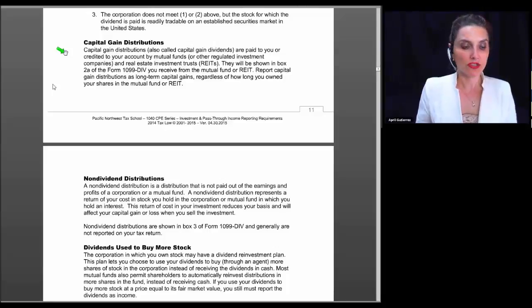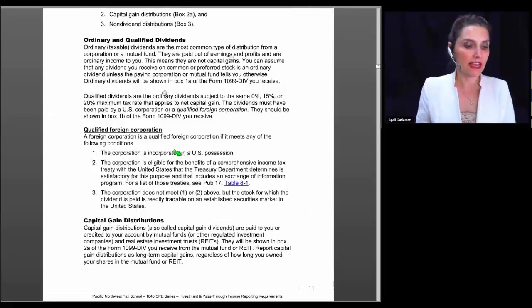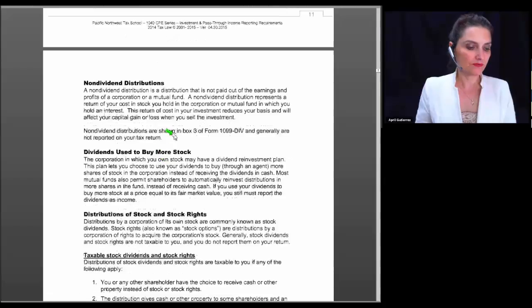Regardless of whether the stock sales within the mutual fund were short-term or long-term, any amount reported as a capital gain distribution on a 1099-DIV is always going to receive long-term treatment and therefore will be eligible for the same reduced 0%, 15%, and 20% capital gain rates.